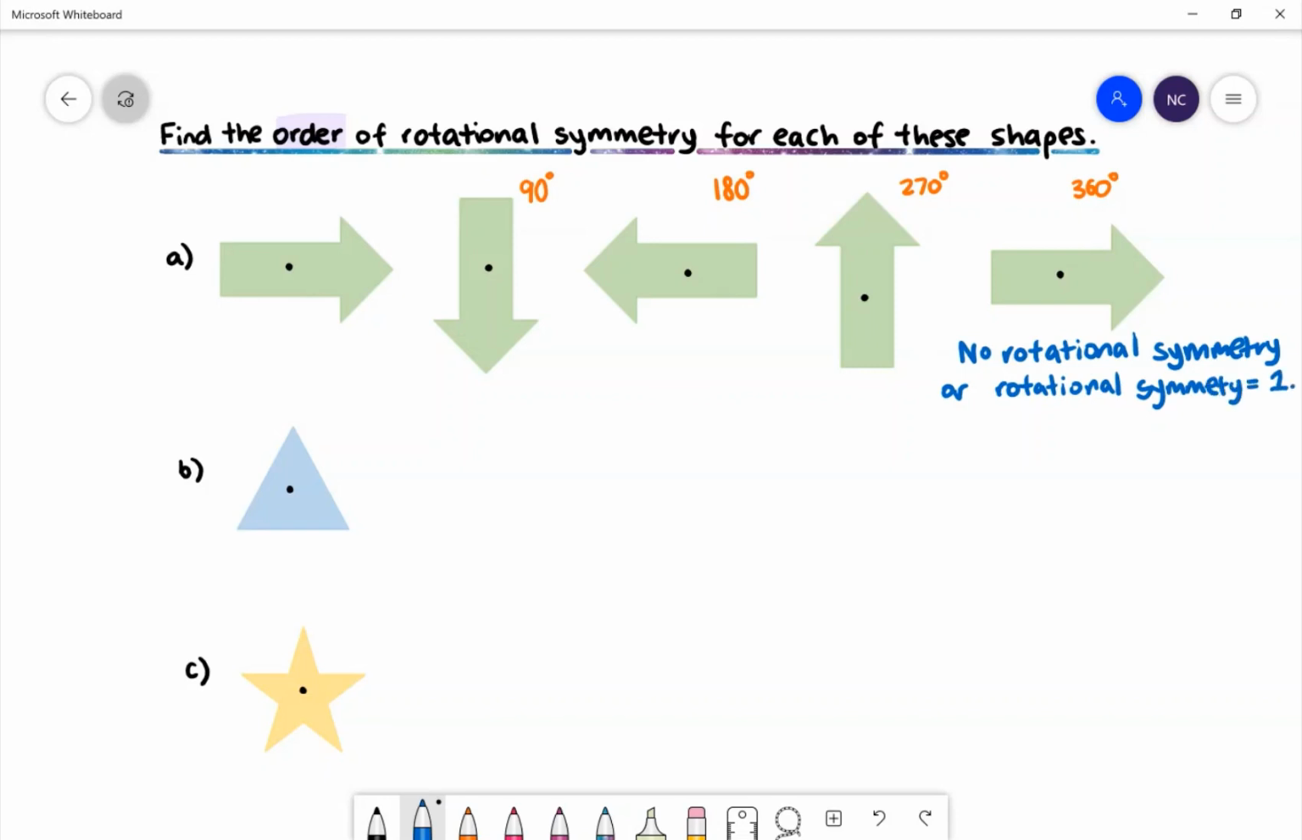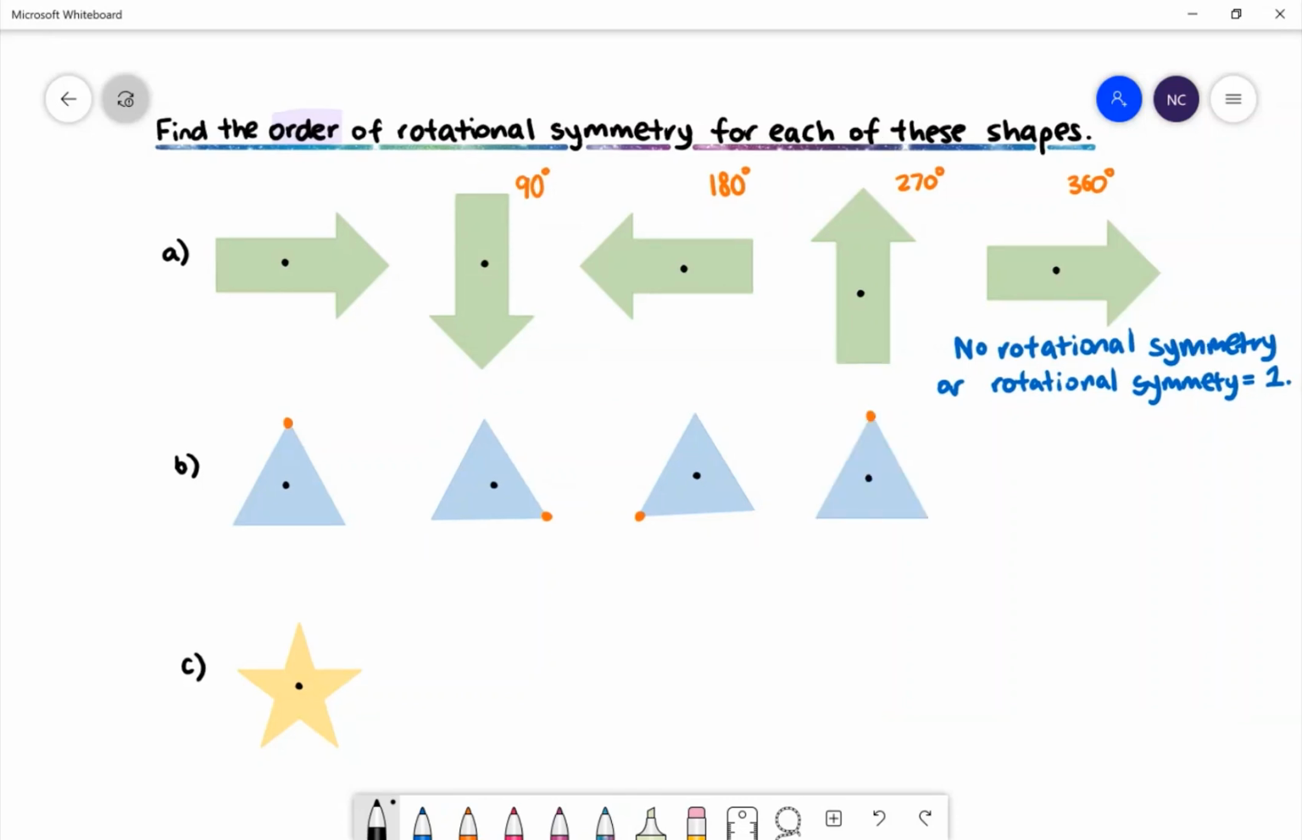In part B, we have a triangle. To make this triangle distinguishable, let's mark one of the corners. Now let's rotate this triangle. This is the first position where the triangle looks like the original. Here is another position where the shape looks like the original.